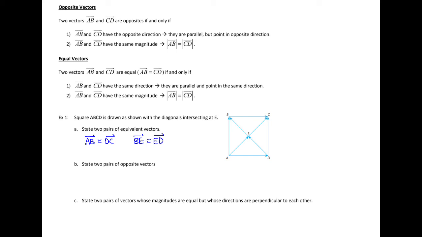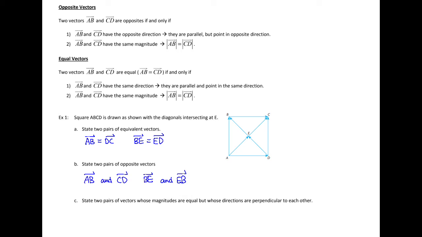Part B, we want to find 2 pairs of opposite vectors. That means they have the same magnitude but opposite direction. So I can say vector AB and vector CD will be opposite because they have the same length, but the head and the tail got switched. Or I can say vector BE and vector EB, they are opposite vectors as well.